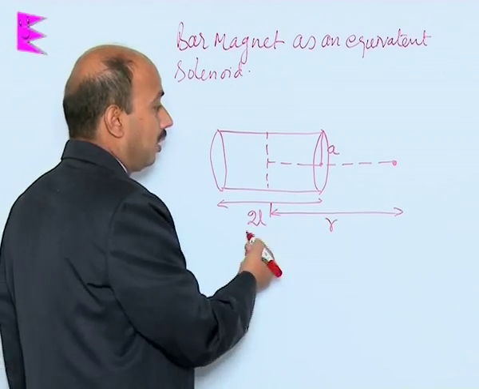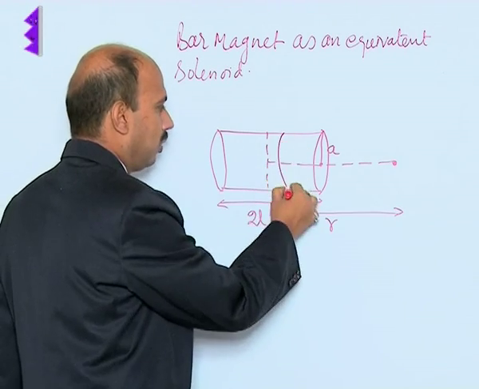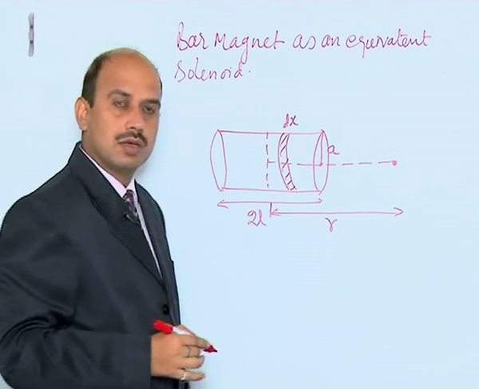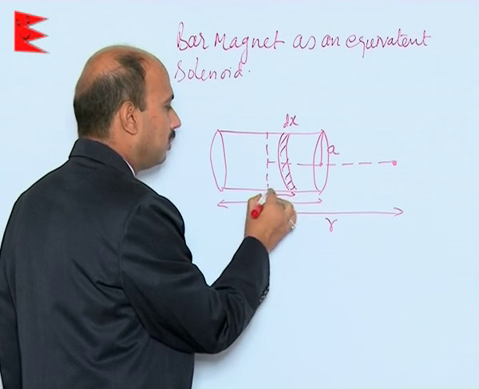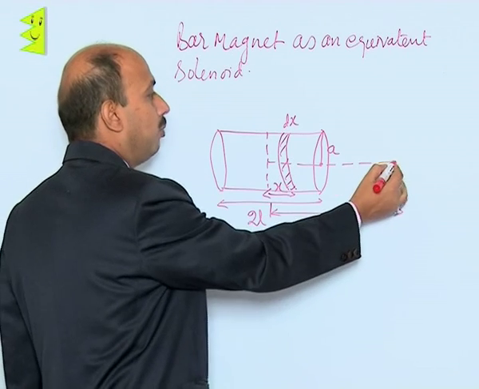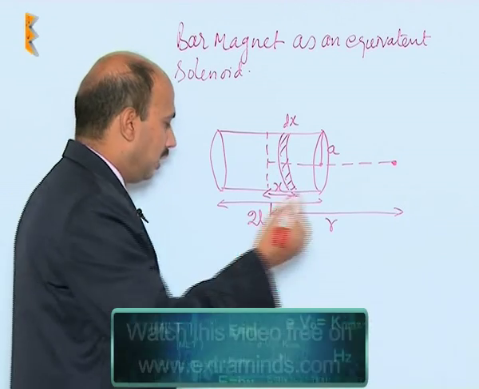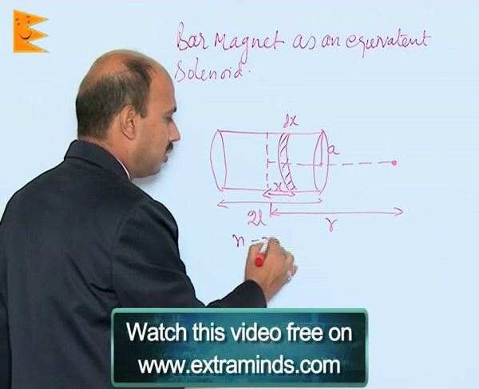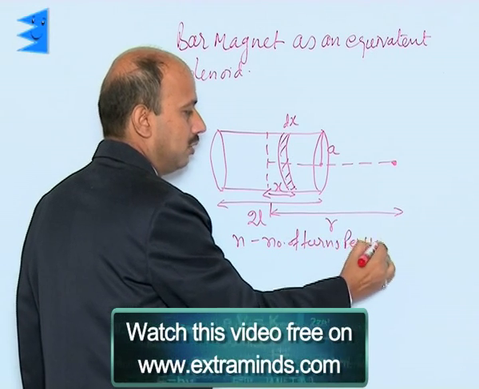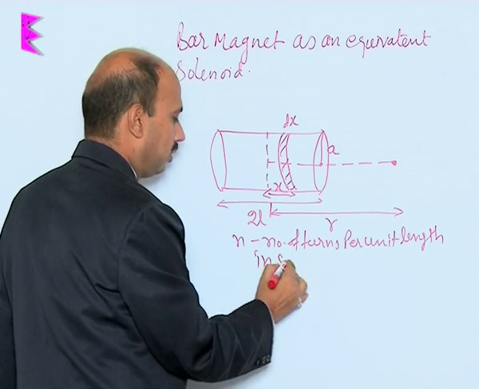Now, see, we can calculate the magnetic field. First we assume a small element of the solenoid like this of thickness dx, which is at a distance x from the center of the solenoid. Now, at this point we can get the magnetic field due to this small element of the solenoid. So, certain things first. Suppose n is the number of turns per unit length in the solenoid.